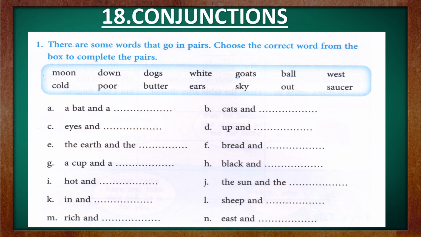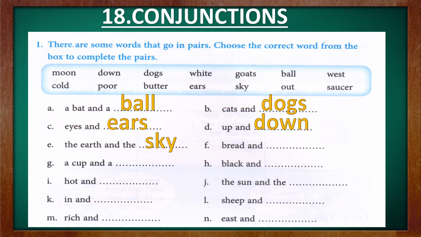There are some words that go in pairs. Choose the correct word from the box to complete the pairs. Here children, the first pair is given. The second pair we have to choose from the given box. A. A bat and a ball. B. Cats and dogs. C. Eyes and ears. D. Up and down. E. The earth and the sky. F. Bread and butter. G. A cup and a saucer.